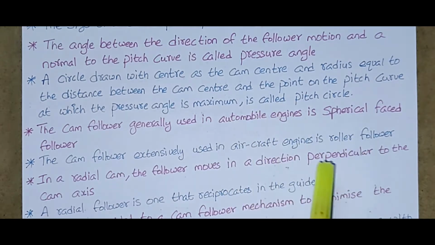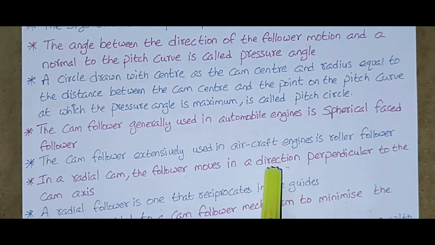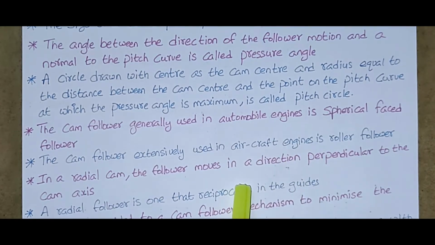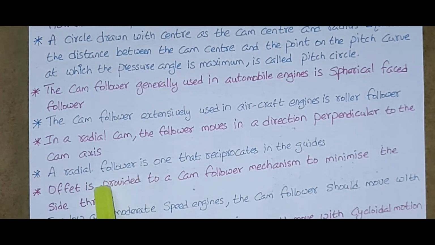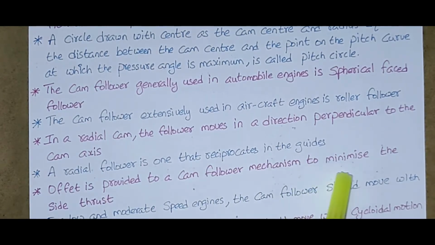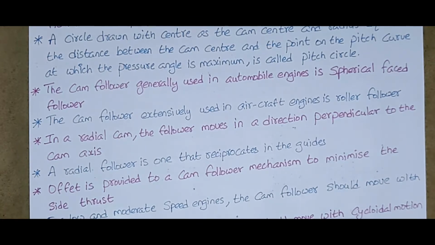So which type of follower is used for special application? Here we have this in the material. In a radial cam, the follower moves in a direction perpendicular to the cam axis. A radial follower is one that reciprocates in the guides. Offset is provided to a cam follower mechanism to minimize the side thrust.